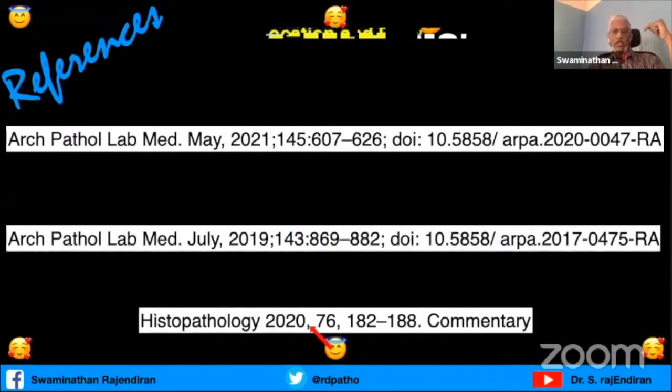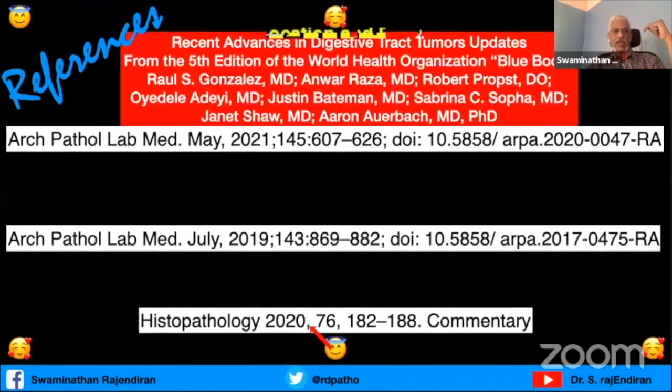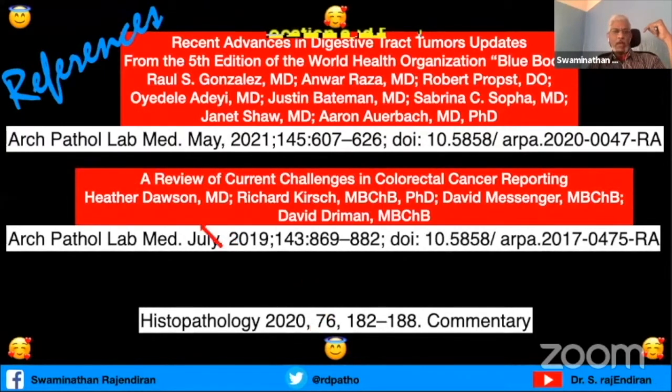And these are all the articles, references. And this is a nice article in May 2021, very current. The second article is from July by Heather Dawson. And Raul Gonzalez, many of you who are following him on Twitter or Facebook or YouTube may know him. He's a wonderful speaker, wonderful gastrointestinal pathologist from Boston.